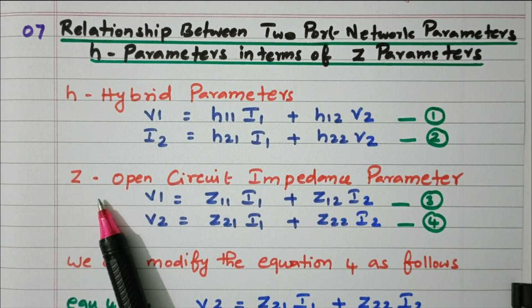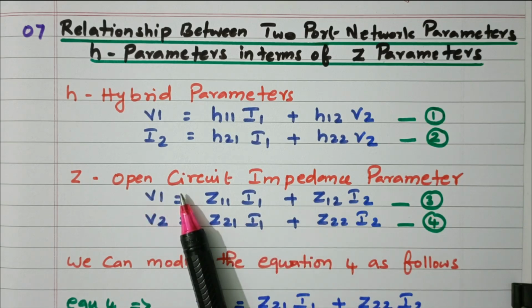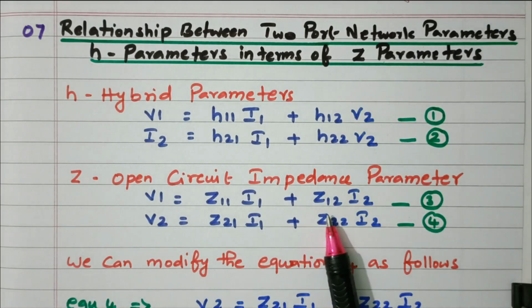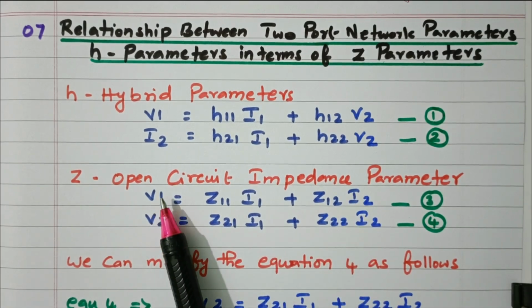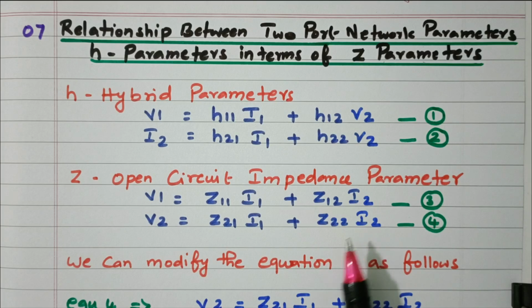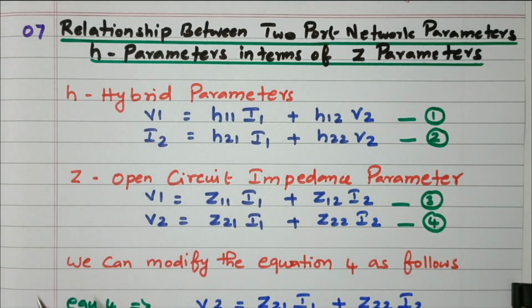In case of Z parameter, open circuit impedance parameter, open circuit means either input port or output port is open circuited. V1 equal to Z11 I1 plus Z12 I2. V2 equal to Z21 I1 plus Z22 I2. Here input port and output port voltages are expressed in terms of input port and output port currents. Voltages expressed in terms of current. Here both current and voltage are mixed together. That's why it is called a hybrid parameter.